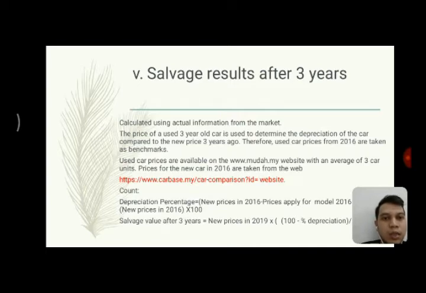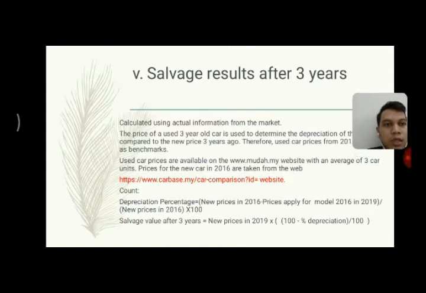So how do we count it? Depreciation percentage equals the new price in 2016 minus the price applied for the model 2016 in 2019, divided by the new price in 2016, times 100. Salvage value after 3 years equals the new price in 2019 times 100 minus the percent of depreciation, over 100.